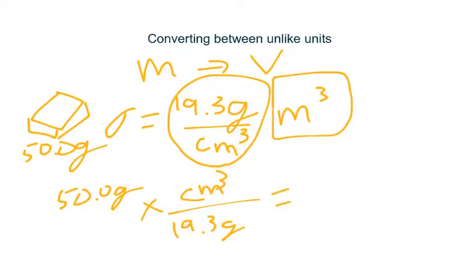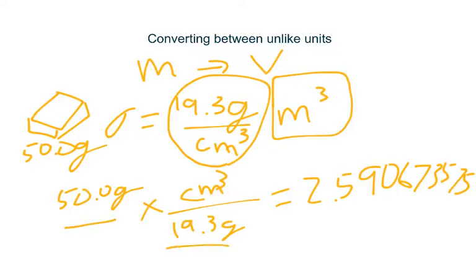So if we multiply all this out, we get 2.59067357. Now, we can't just keep all these digits. We have to apply significant figures. So, if we have 3 sig figs here and 3 sig figs here, we have to have 3 sig figs in our final answer since we are multiplying.